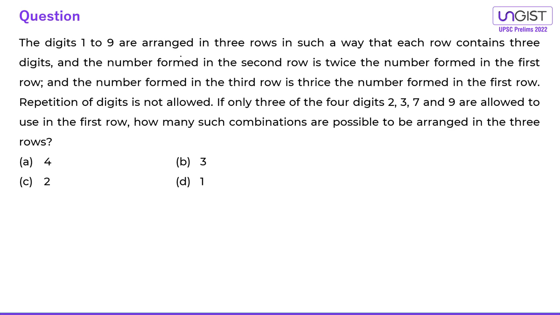Next question says, the digits 1 to 9 are arranged in three rows in such a way that each row contains three digits, and the number formed in the second row is twice the number formed in the first row. The number formed in the third row is thrice the number formed in the first row. Repetition of digits is not allowed. If only three of the four digits, 2, 3, 7, and 9 are allowed to use in the first row, how many such combinations are possible to arrange in the three rows?